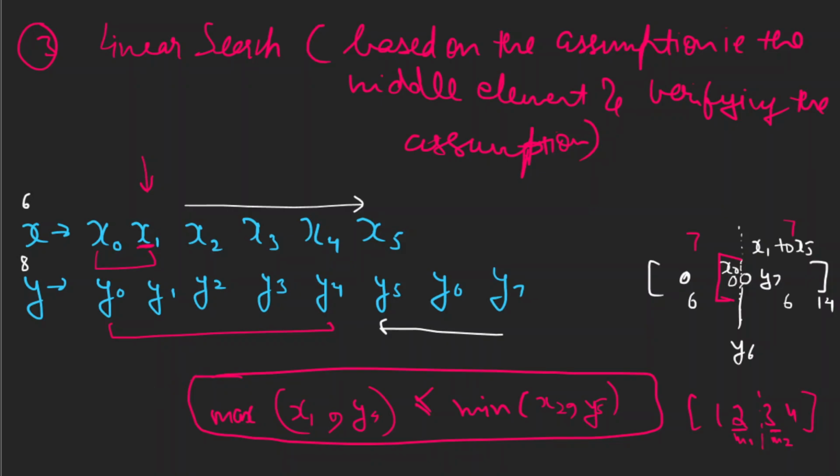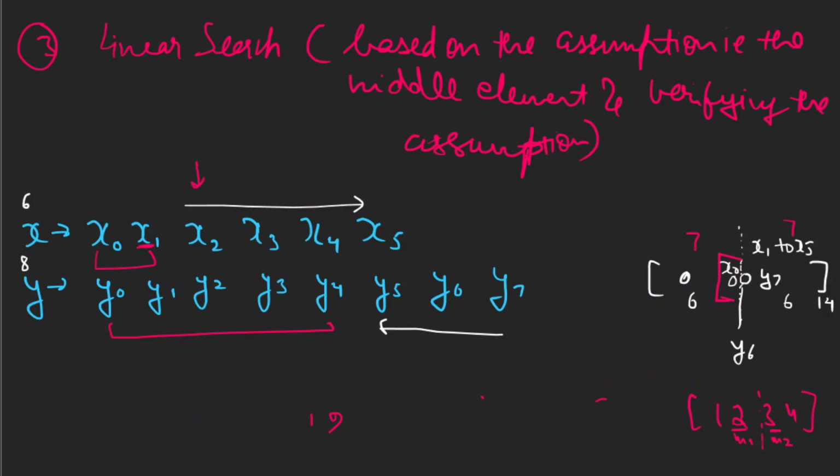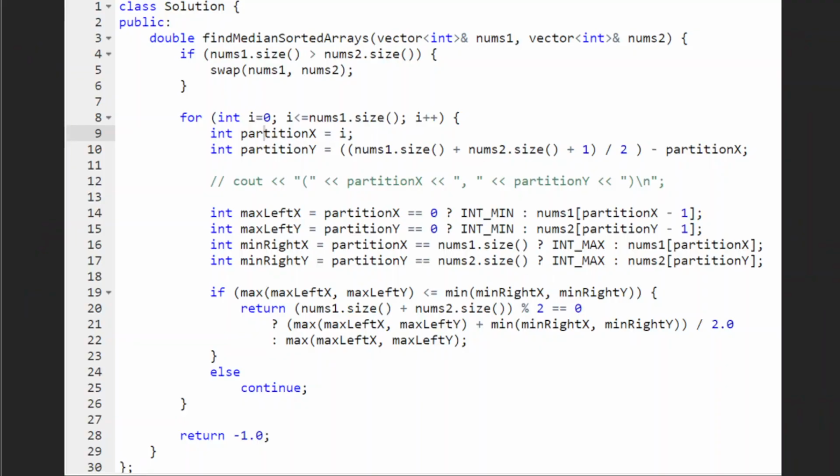Otherwise, we are going to move our pointer ahead and do the same process until this condition is satisfied and we have received our answer. So this was the linear search. Now let's understand the code.